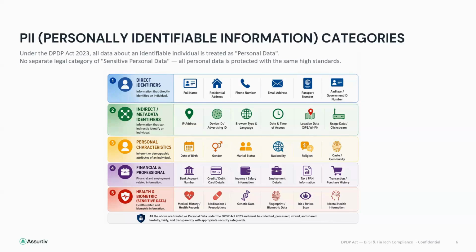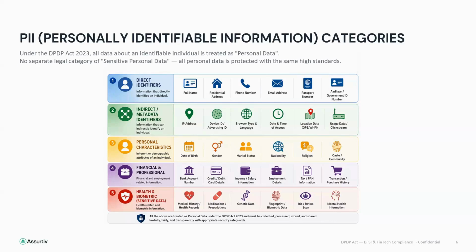The second one is indirect data or metadata identifiers, the information that can indirectly identify an individual. Like when I'm working on a system or internet center, the IP address is going to be captured, or any device or advertising ID, the browser type and the language which I'm using, and the date and time of data access. Or GPS or Wi-Fi location data capturing, or usage of data through clickstream or any other mode. So these are called indirect data or metadata identifiers.